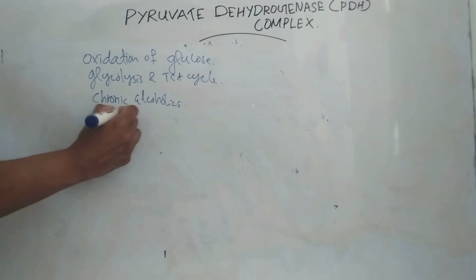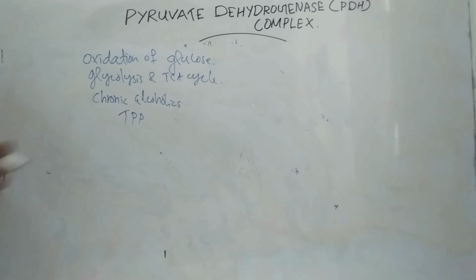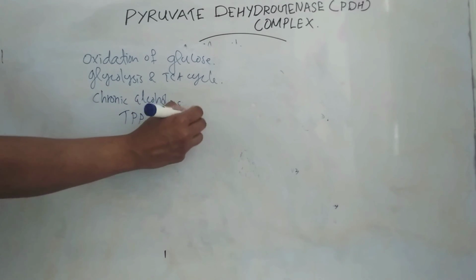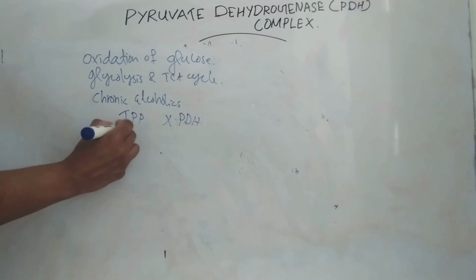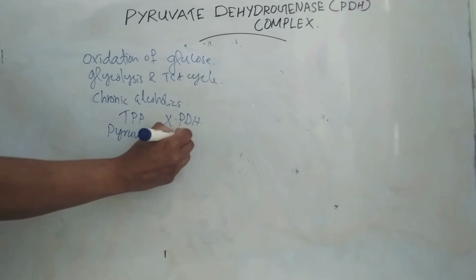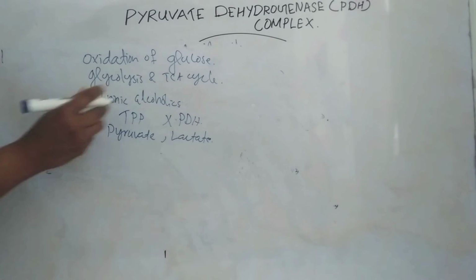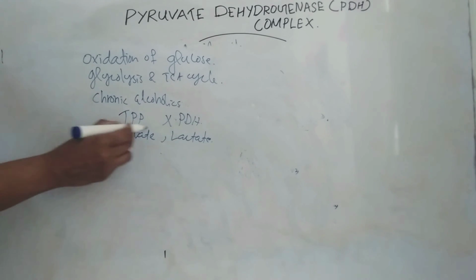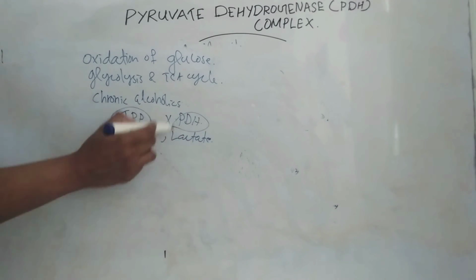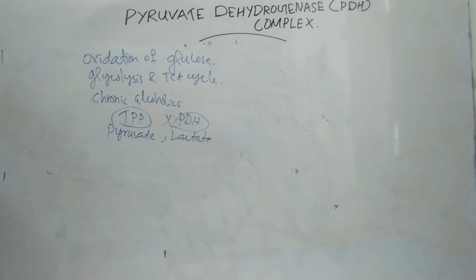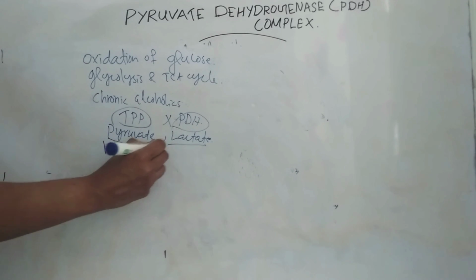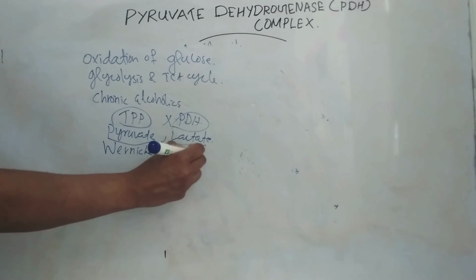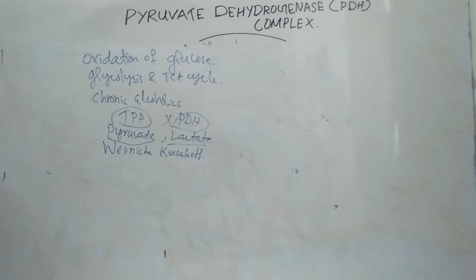Then in chronic alcoholics, there will be a deficiency of thiamine pyrophosphate, that is TPP, which will inhibit this PDH complex. This will lead to accumulation of pyruvate and lactate. This is seen in Wernicke-Korsakoff syndrome. So that is the importance of this PDH complex.